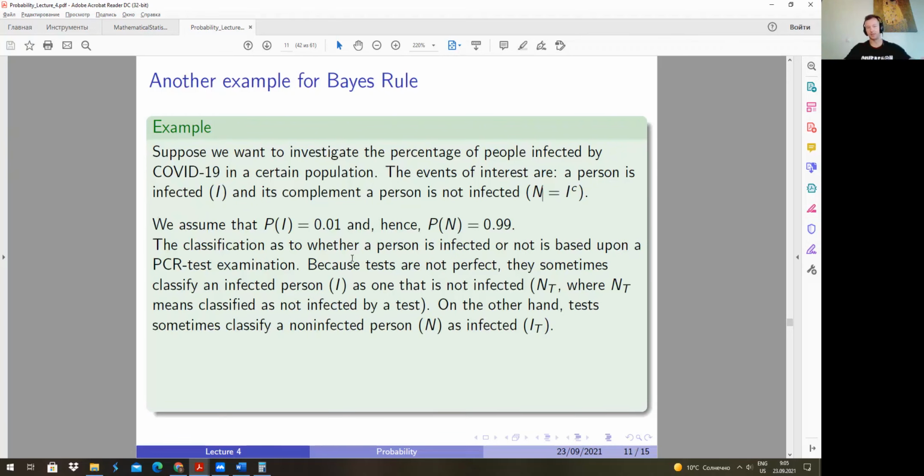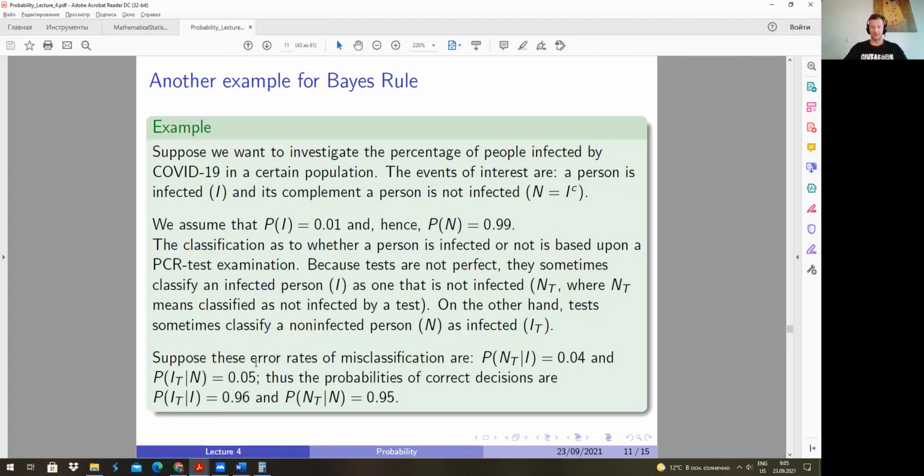Now, the classification as to whether a person is infected or not is based upon a PCR test examination. You know this. Because tests are not perfect, they sometimes classify an infected person as one that is not infected. So NT, where NT means classified as not infected by a test. On the other hand, some tests might show you a positive result, IT, when the person is not infected. So the same story as for the polygraph. Sometimes when you are infected, the test shows you a negative result. Sometimes when you are not infected, the test shows you a positive result. This is an error of a test.